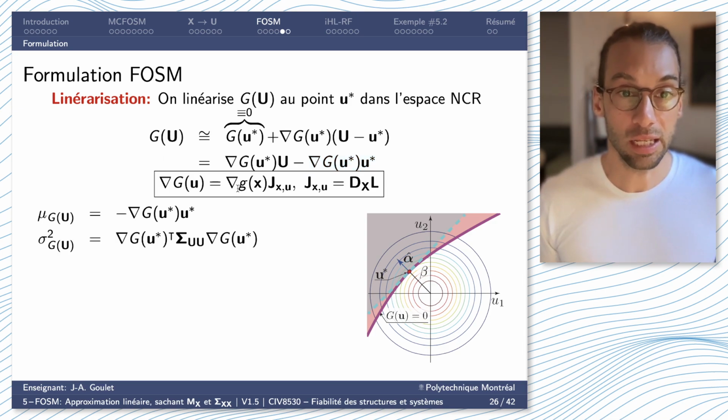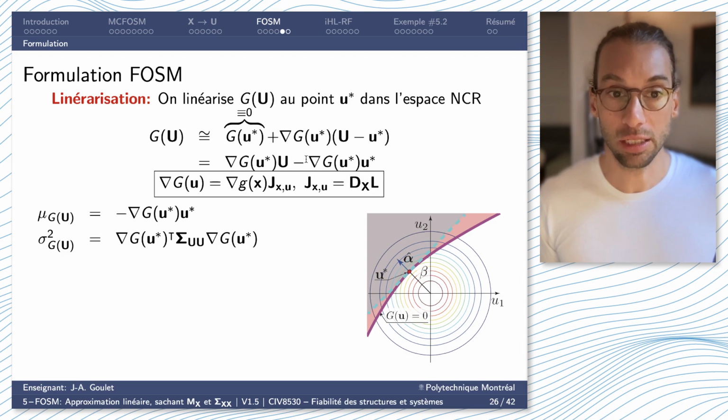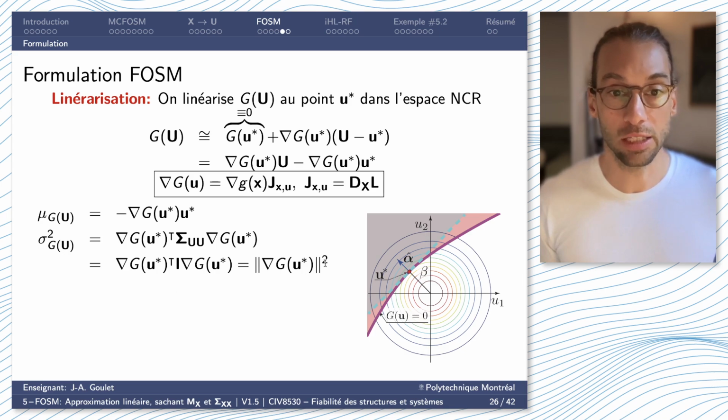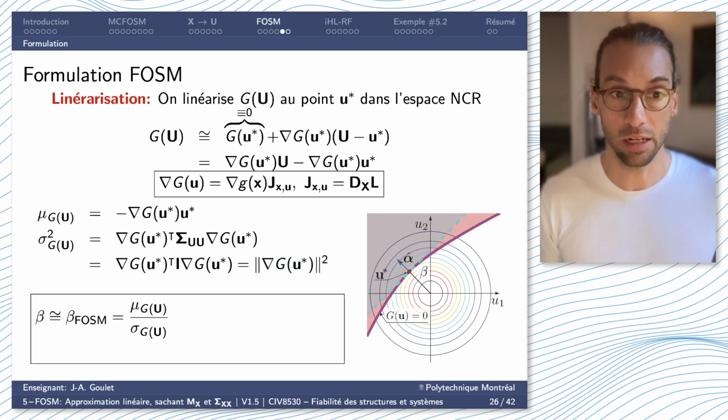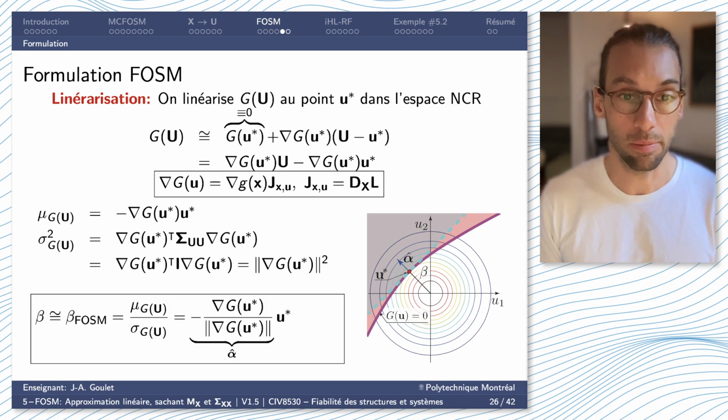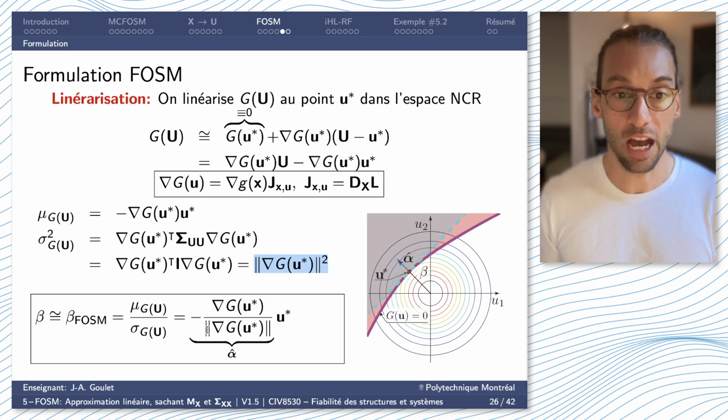The variance is going to be the gradient times the identity matrix times the gradient transpose. This is what I have here. And this represents the square of the norm of the gradient, so the length of my gradient vector. If I divide these two quantities, the mean divided by the square root of the variance, that's going to give me my approximated beta using the FOSM method. So if I divide the mean by the norm of the gradient, it is going to be minus the gradient divided by its norm times U star.